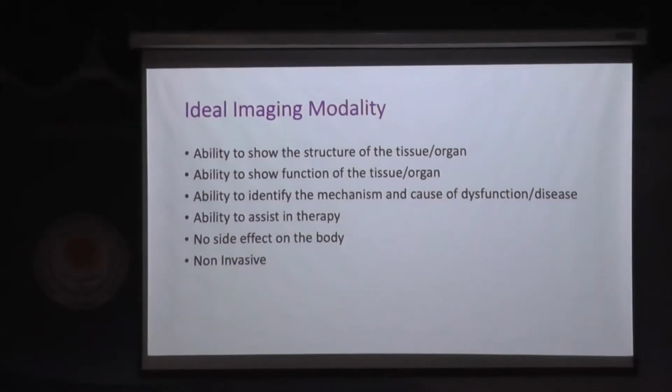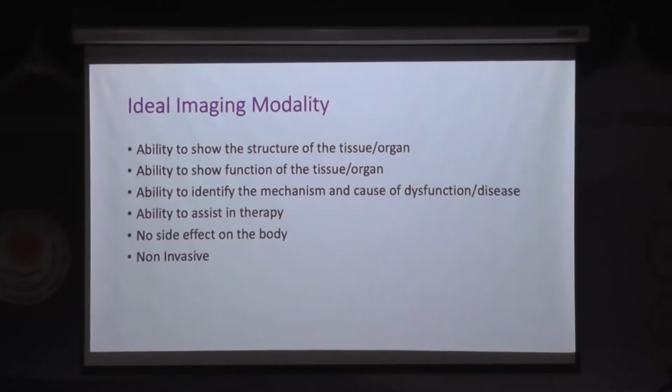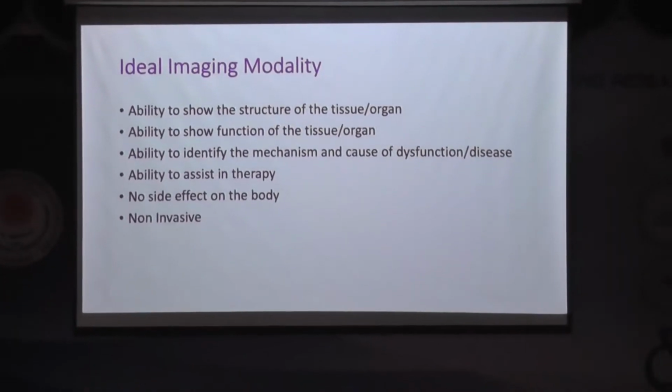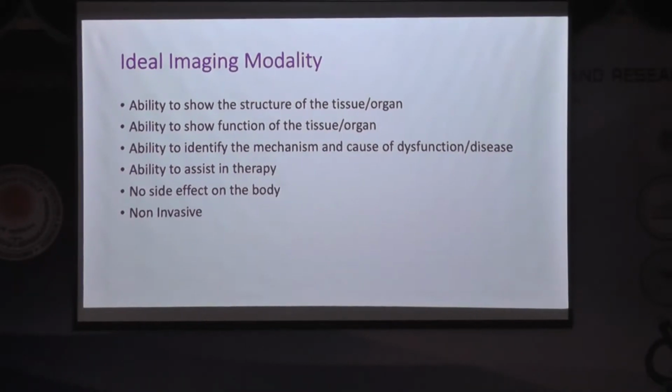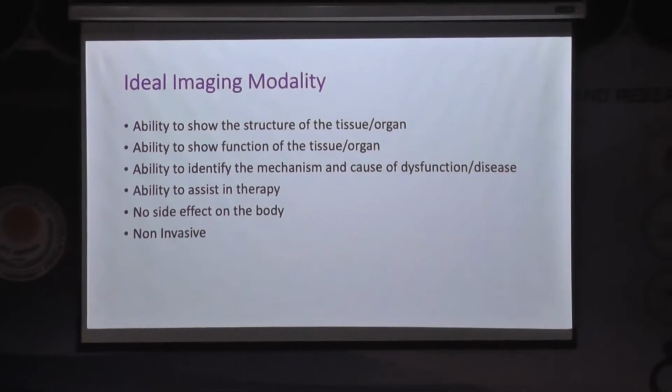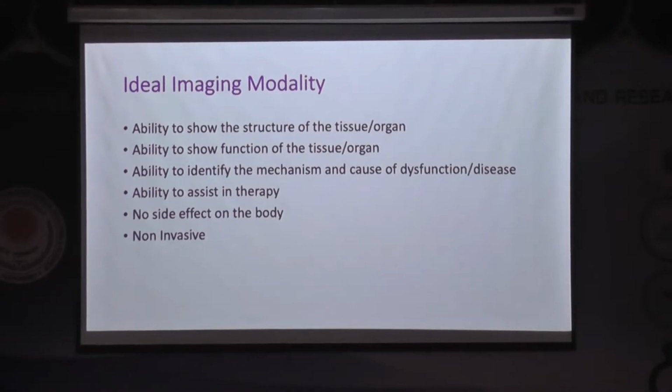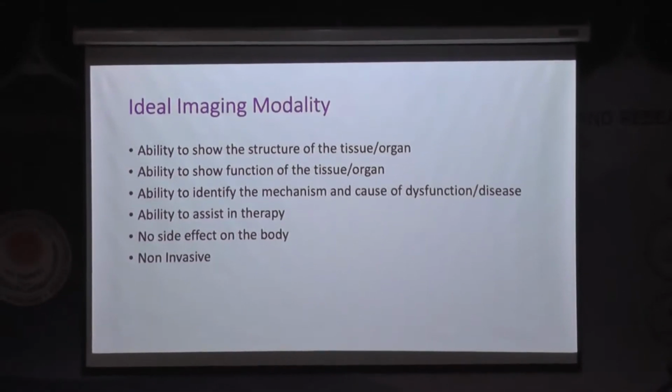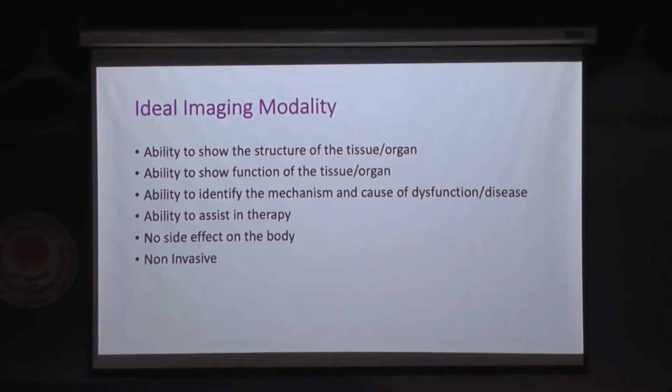So, what is the ideal imaging modality? An ideal imaging modality will be able to show the structure of the tissue or organ. It can indicate or help us understand the function of the tissue or organ, and we should have the ability to identify the mechanism and cause of dysfunction or disease, and the ability to assist in therapy with no side effect on the body and non-invasive.